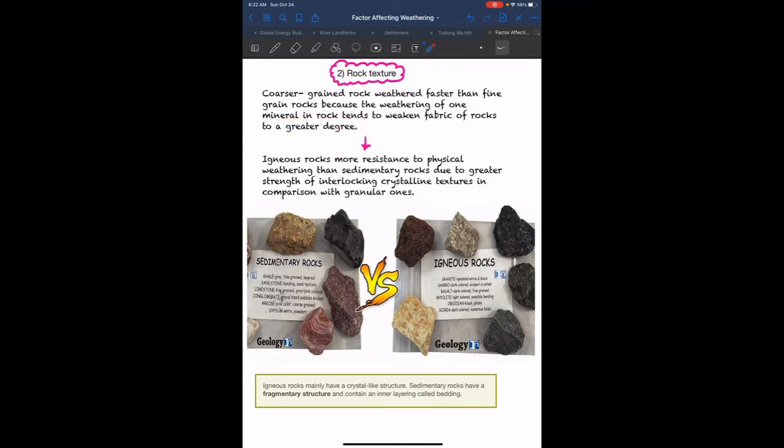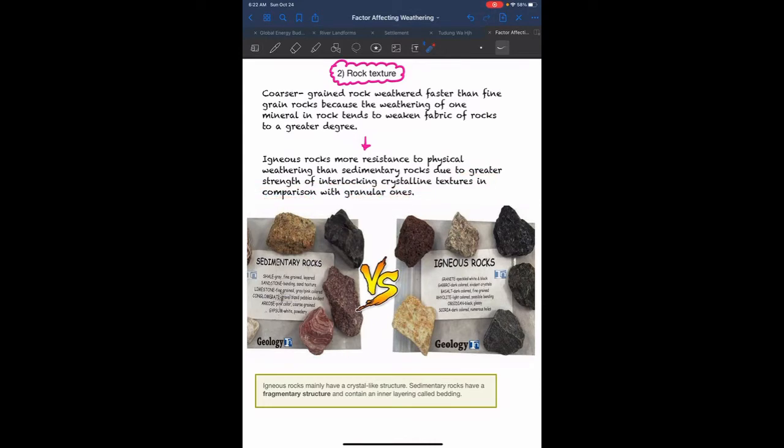Okay, an example is between igneous rocks and sedimentary rocks. Igneous rocks are more resistant to physical weathering compared to sedimentary rocks, due to the greater strength of interlocking crystal texture in comparison with the granular ones.